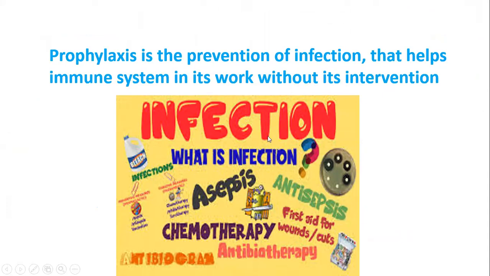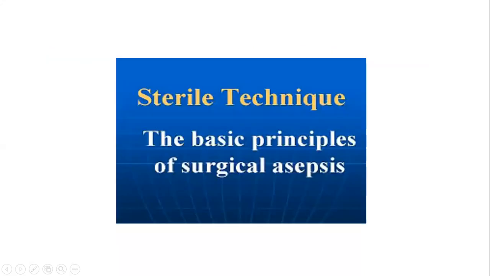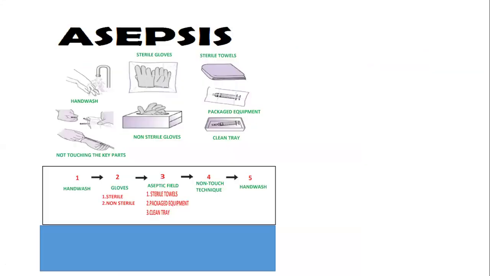We have many ways in order to help the immune system: asepsis, antisepsis, chemotherapy, antibiotherapy. We are going to talk about each one of them separately. Sterile technique, the basic principle of surgical asepsis.